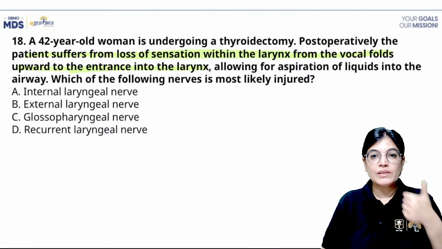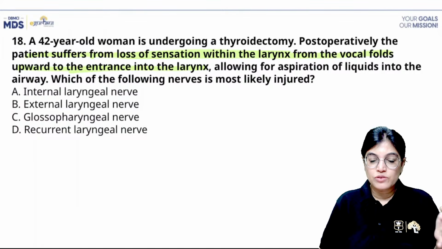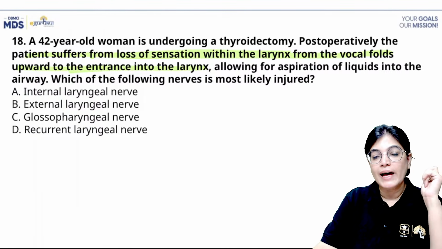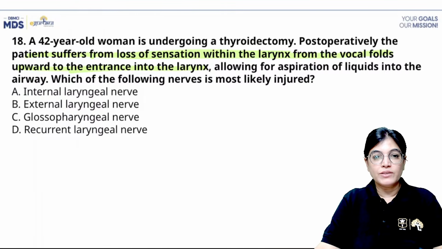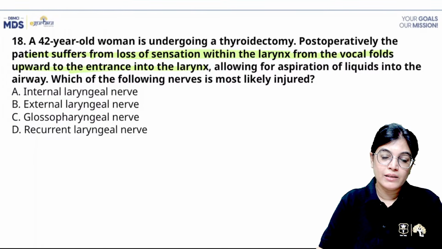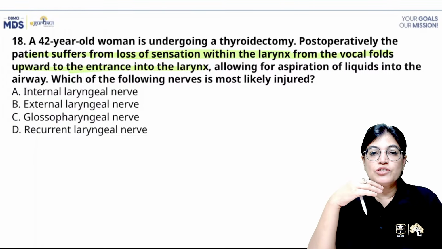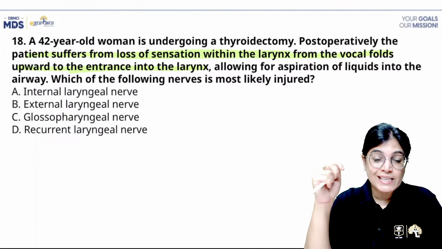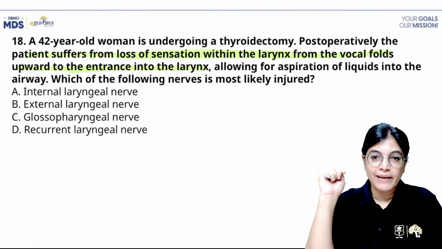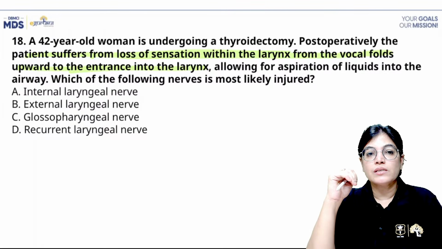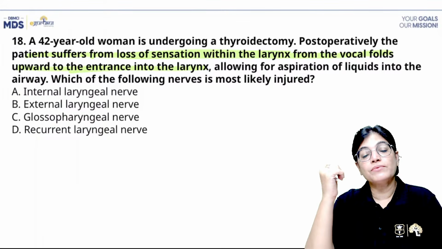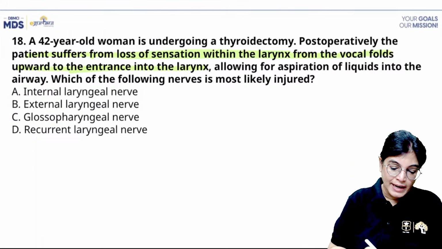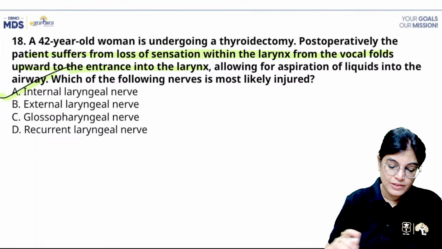So sensation within the larynx from the vocal cord upward to the entrance of the larynx. Basically, if we talk about the laryngeal cavity, the upper part has been involved. If I talk about the sensation of the upper part, it is from the internal laryngeal nerve, and the part below this, the lower part of the laryngeal cavity, is definitely getting innervation from the recurrent laryngeal nerve. This is about the sensory innervation. So the right answer is the internal laryngeal nerve.